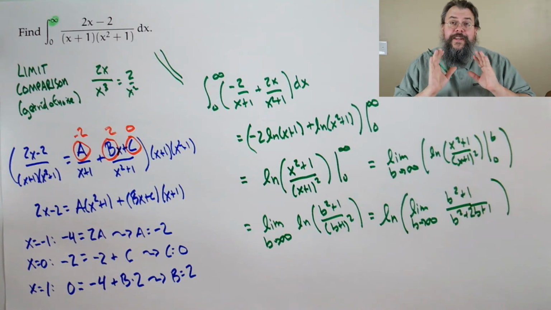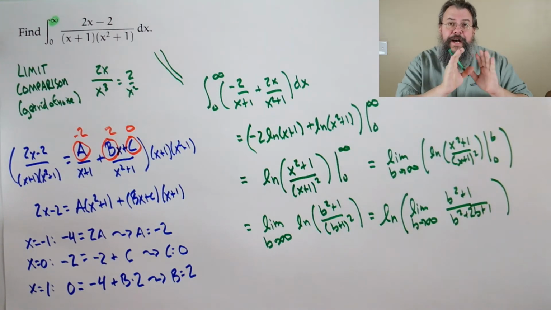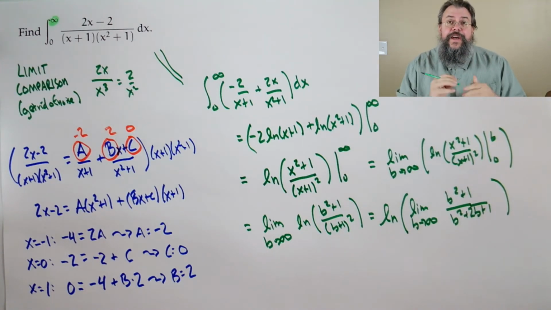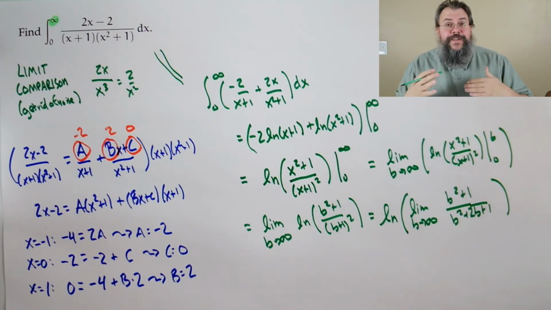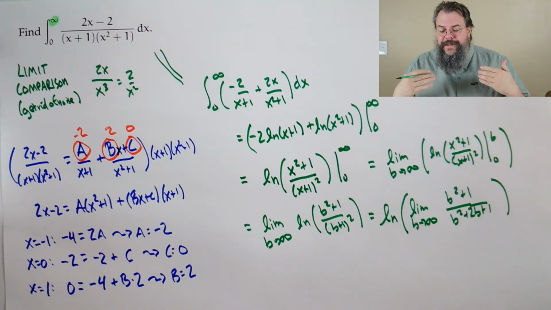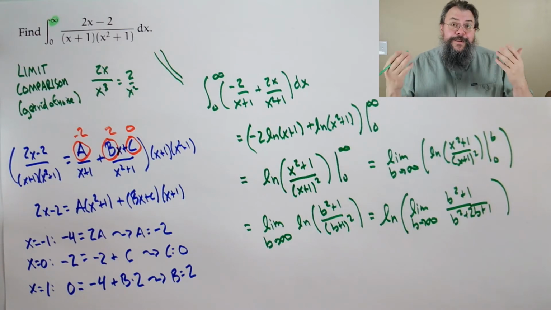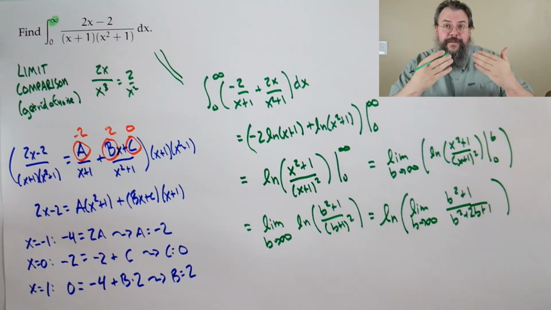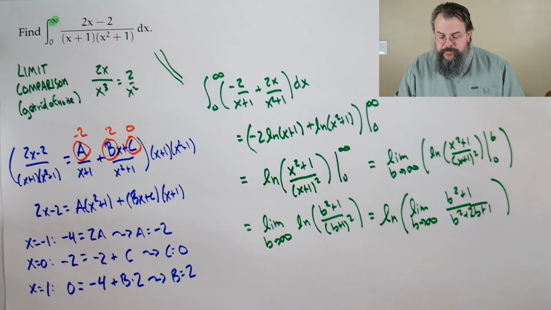Now, by the way, this idea that you can pass the limit in and out of a continuous function is just the idea that says continuous functions are functions where there's no surprises. In other words, what you expect to happen is what does happen. That's why you can pass limits in and out of continuous functions.